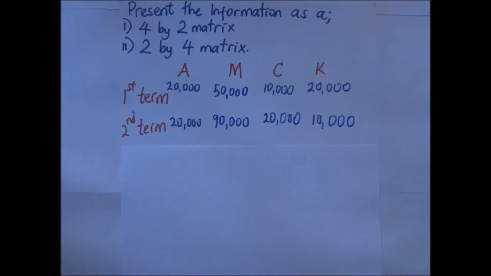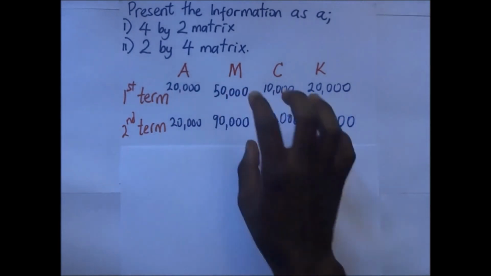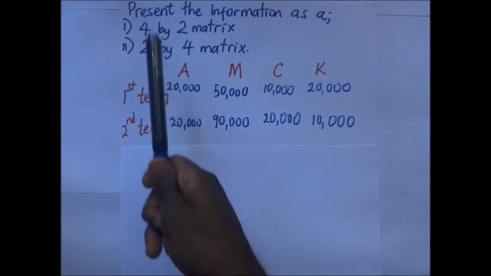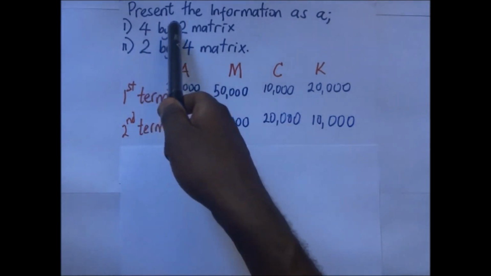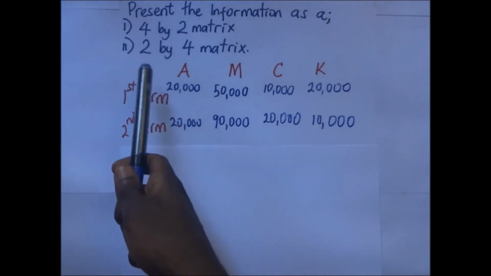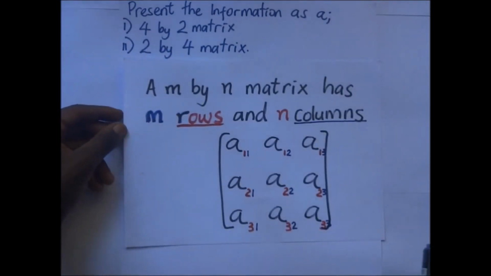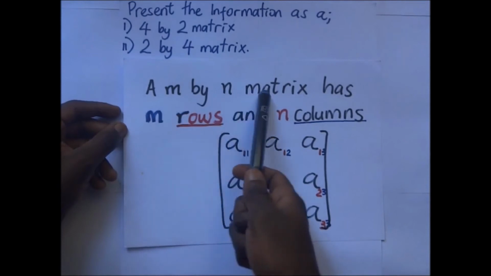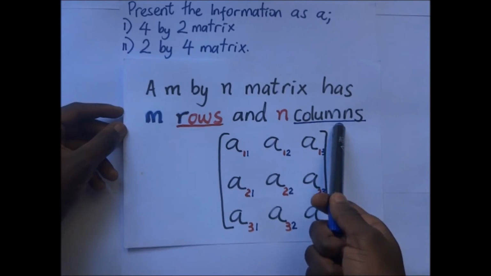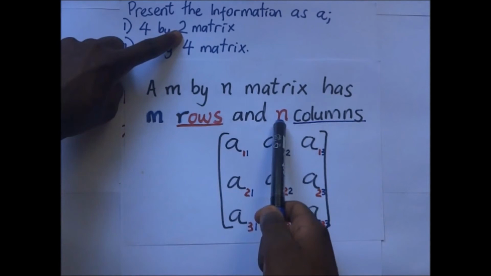So after summarizing the question, we're supposed to present this information, 1 as a 4x2 matrix. This is the information we have extracted from the question, and we are being asked to represent it as a 4x2 matrix. Now when they say represent this as a 4x2 matrix, it simply means that this matrix must have 4 rows and 2 columns. Just like we had intimated earlier, an M by N matrix has M rows and N columns.